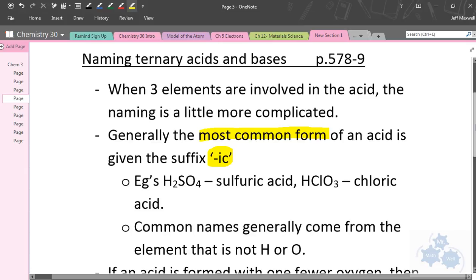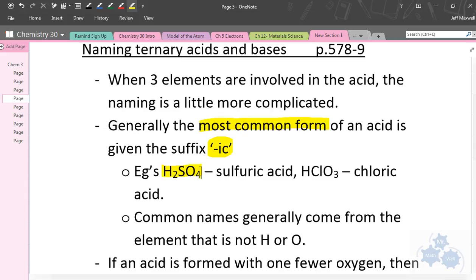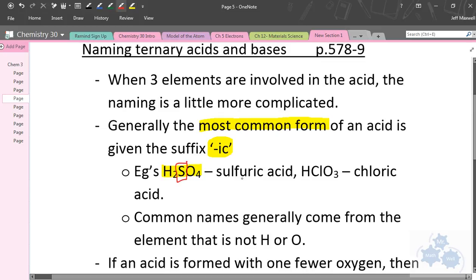But an example here would be H2SO4. That one you've all seen a number of times. That's a very common acid. It is sulfuric acid. So the element that is not hydrogen or oxygen is the stem of the name. And we don't say hydro at the beginning. That's just for binary. For this one, sulfur is the element in the middle here. So this is sulfuric acid.